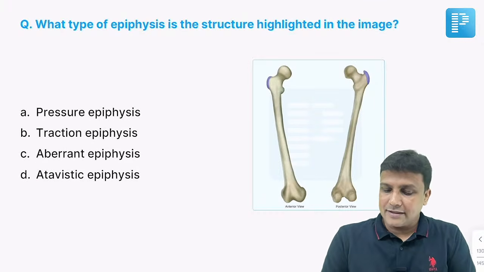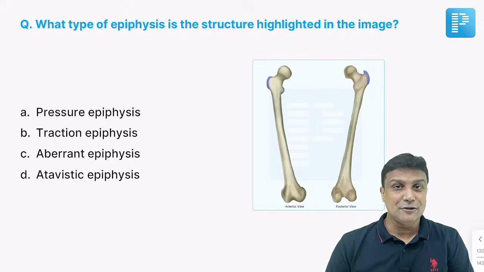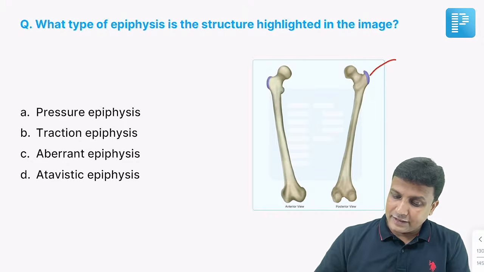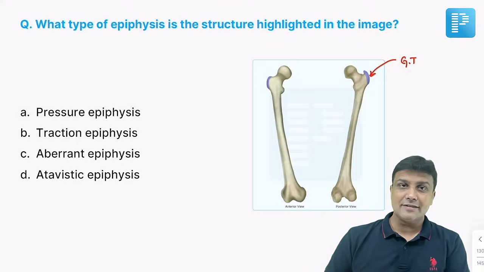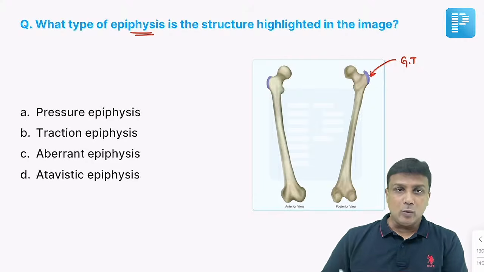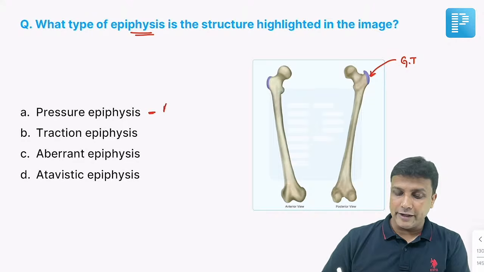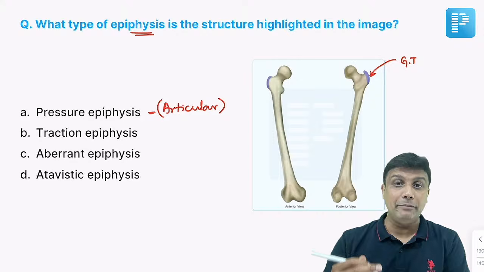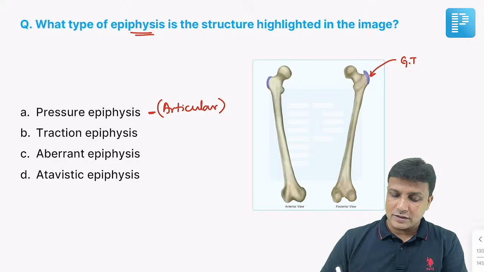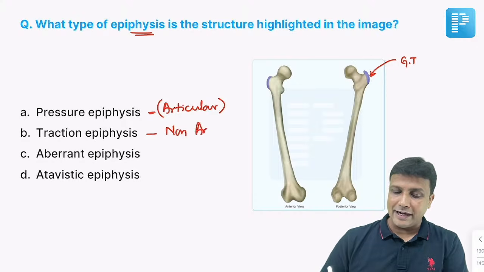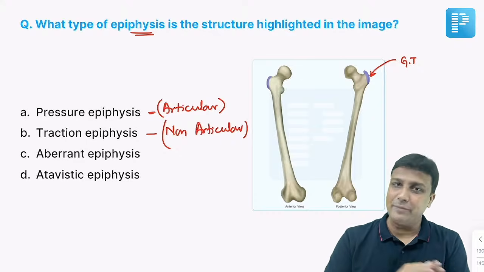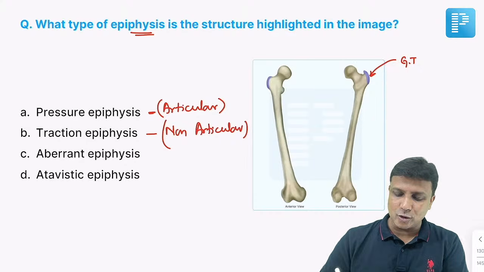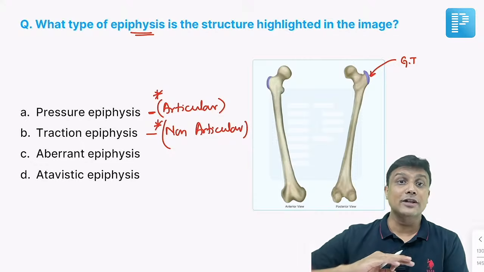Which type of epiphysis is the structure highlighted in the given image? The structure highlighted in the given image here is the greater trochanter. Epiphysis is nothing but the end of the bone. The one which is articular, which is involved in a joint, that one will be the pressure epiphysis because it will be weight bearing. And the end of the bone which is non-articular and which is formed by the pull of the muscles, the traction of the muscle, that is traction epiphysis. अगर आप मेरा ये hint याद रखोगे, done, you will be able to solve the question perfectly, sir.